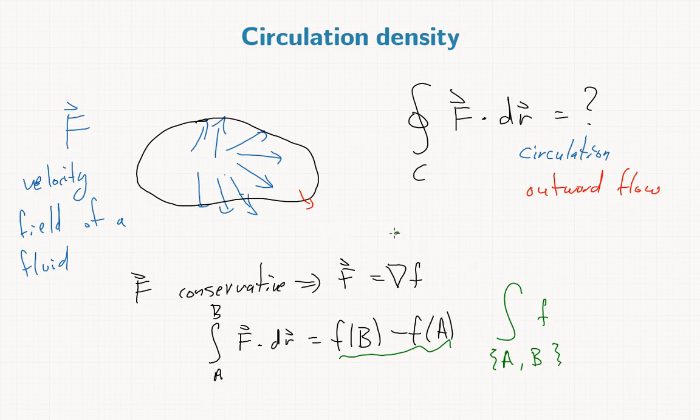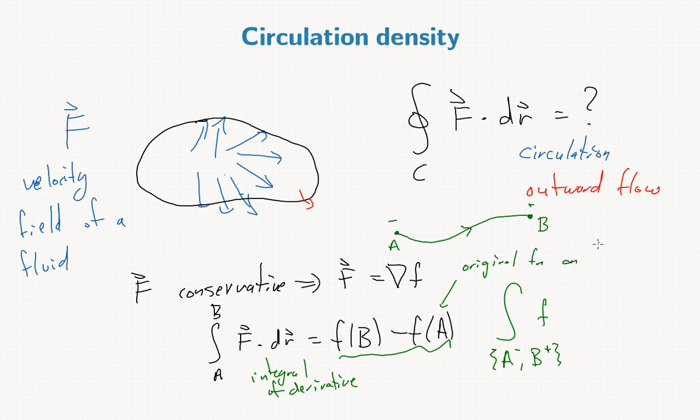So if C is going from A to B like this, then we give A a negative orientation and B a positive orientation. So we can relate the integral of a derivative along a curve to the integral of the original function on the boundary of the curve.